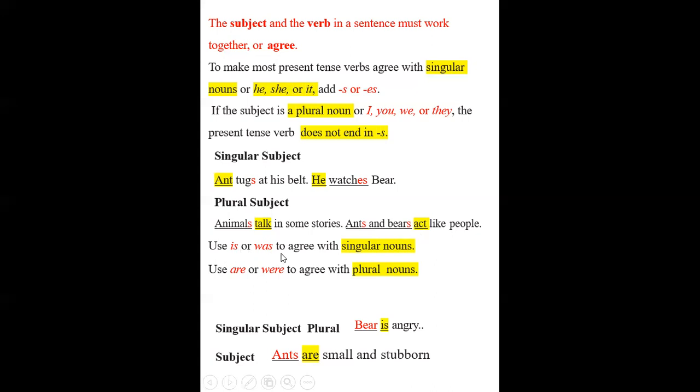Use is or was to agree with singular nouns. This is in the present of to be. And use are or were to agree with plural nouns. As I told you, in the present of to be and the past of to be, we use the same way: the subject must agree with its verb. So we do not say I is. We say I am.